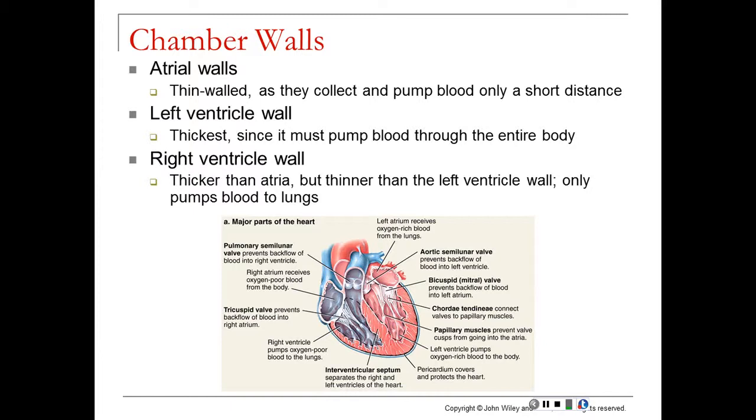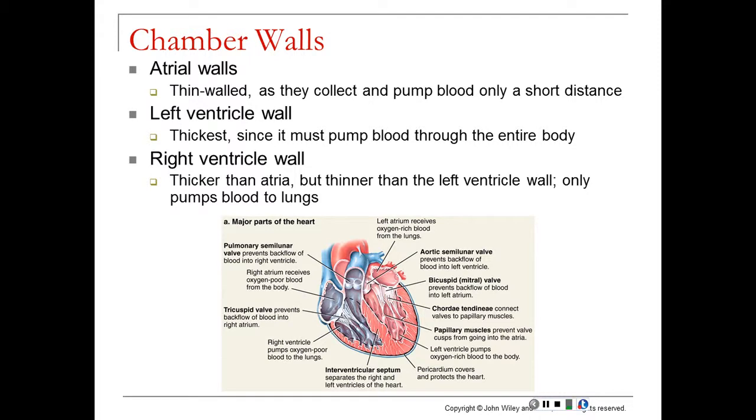The left ventricle wall is the thickest wall, and that's because it has to pump the blood through the entire body. The right ventricle wall is thicker than the atria, but thinner than the left ventricle wall because it's only pumping the blood to the lungs. As I mentioned, that right side has a much lower blood pressure than the left side, and that's again because it does not have to pump the blood as far.